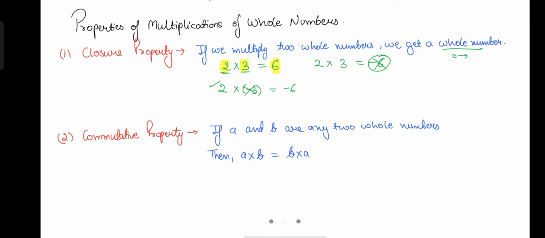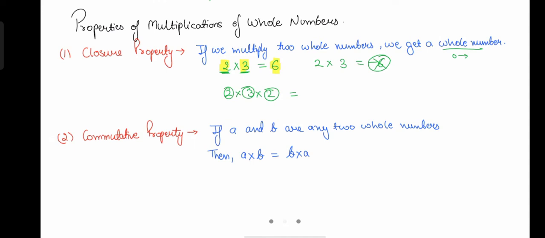So what we have to make sure is that whenever we are using the closure property, we have to see that our two numbers which we are multiplying, or more than two numbers, for example 2 multiplied by 3 multiplied by 2, are all whole numbers. Then this one is also a whole number, and your answer will also come out as a whole number. Simple property.